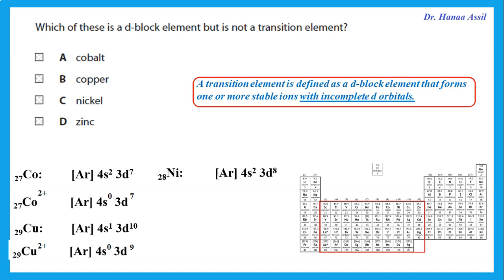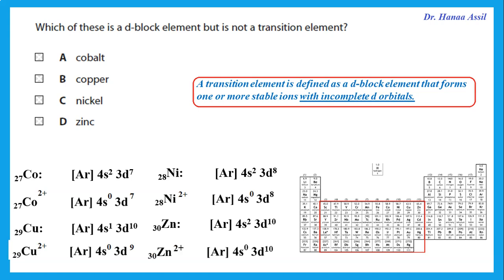What about nickel? Nickel is 28, 4s2 3d8. If it forms nickel 2+, then we remove the electrons in the 4s. The 3d is still incomplete, so nickel is transition. What about zinc? Zinc has 30 electrons. That means 4s2 3d10. And its stable ion is zinc 2+, but that means I just remove the electrons from the 4s. And the 3d is still complete. So zinc is not regarded as a transition element.